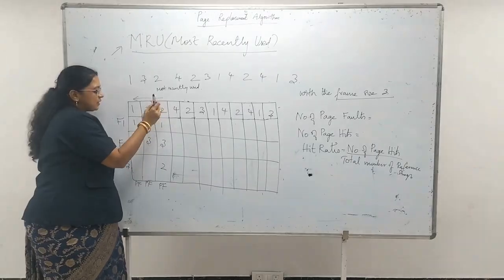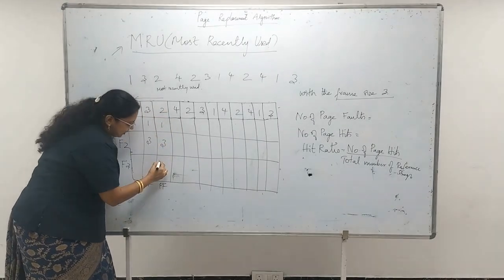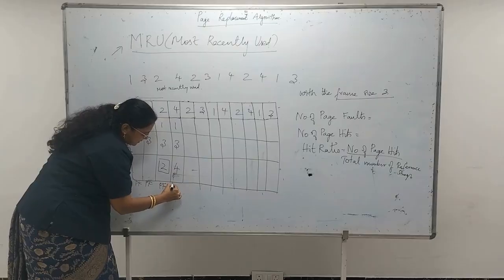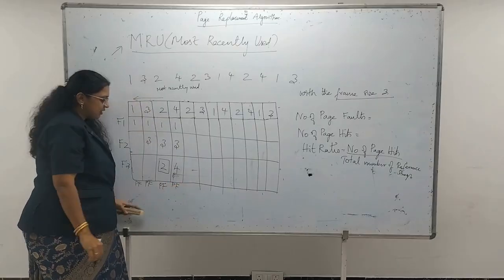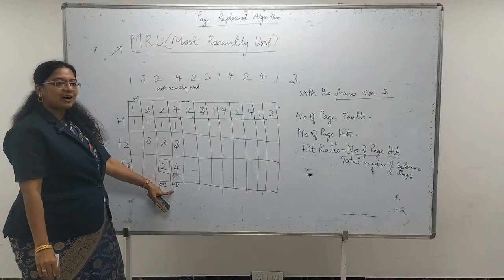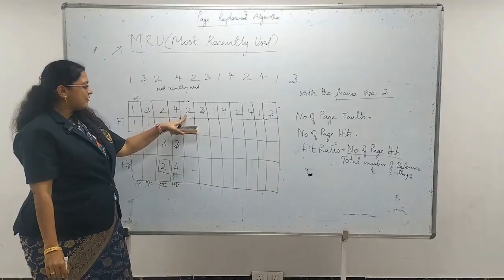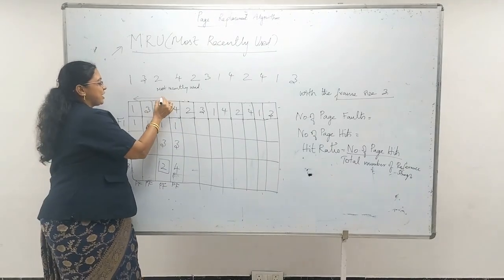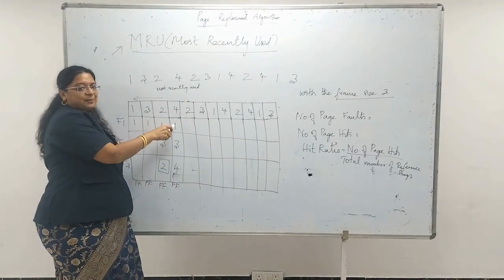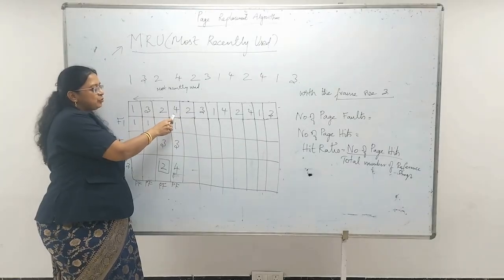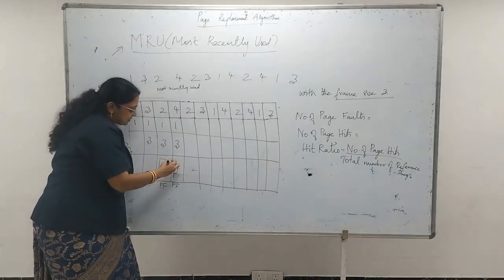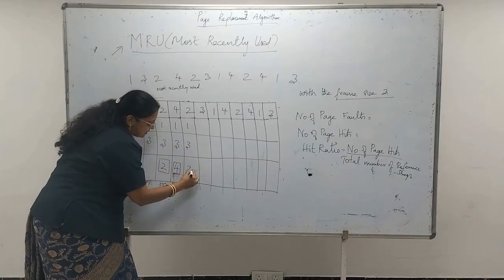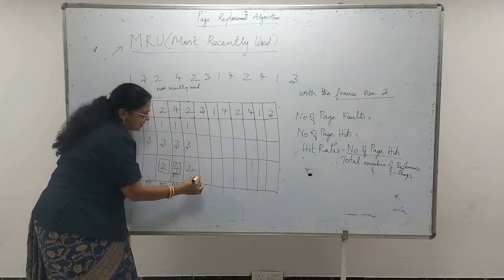That is your 2, next to 2, 4, that is 2. So you need to replace 2. So 1, 3 and then 4. That is your page fault, because only now you are inserting 4 in your frame. So that is your page fault. Now you are going to check whether 2 is present here or not. 2 is not present here. So again you need to check the most recently used element. That is next to 2, that is your 4. So you are going to replace this 4. So 1, 3 and then you are inserting 2. So this is also your page fault.